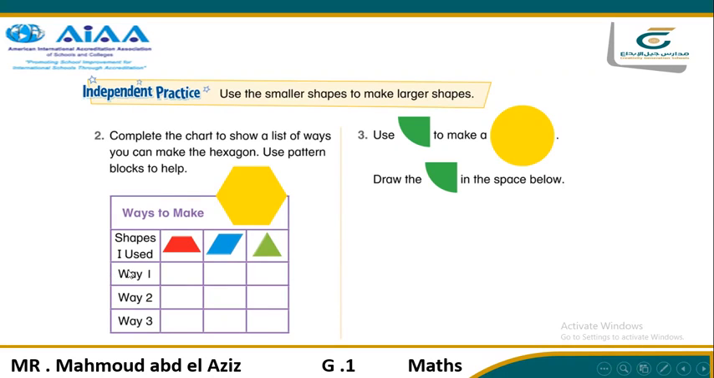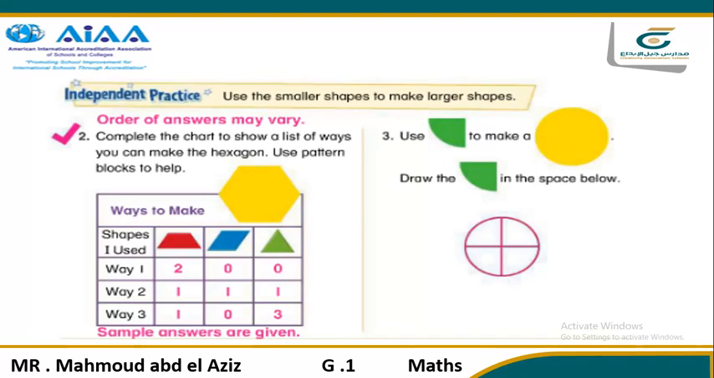Now another question. You want me to complete the chart to show a list of ways you can make the hexagon, and I want to use pattern blocks to help. Here is this hexagon, and we want to know the answer. How many shapes will you use? You can use two of the shape, and zero of the shape, and zero triangles here.